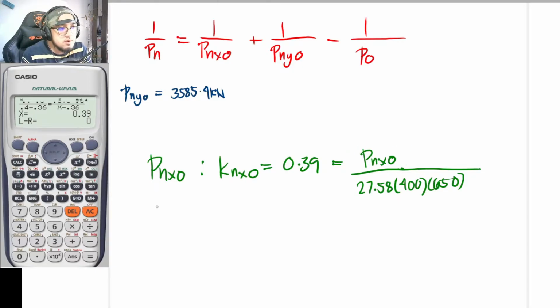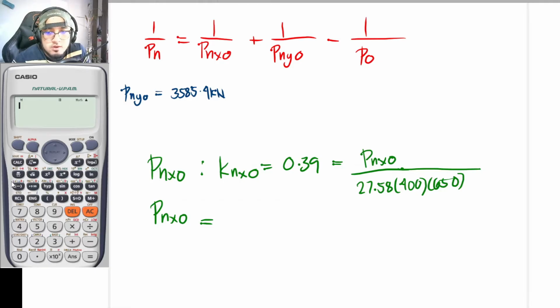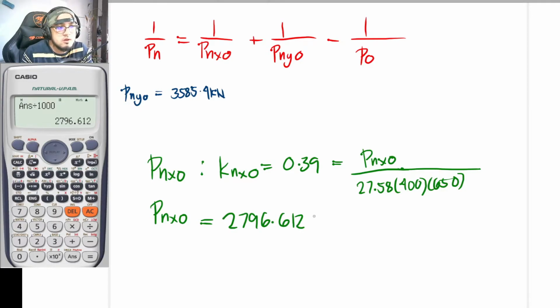Solving for PNXO, so your PNXO is now to be equal to 0.39 times 27.58 times 400 times 650. So, tama. Okay, and I will be dividing this by 1,000 kasi in terms of newtons tong na-answer ko. So, convert ko ng kilonewtons. So, that is now to be equal to 2796.612 kilonewtons. Okay, so with that, sulat ko na dito.